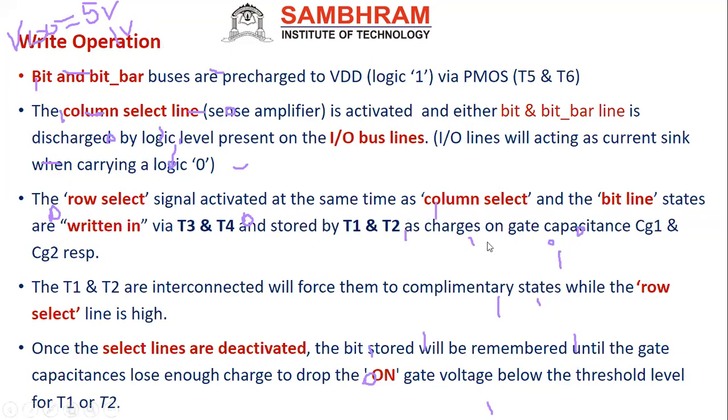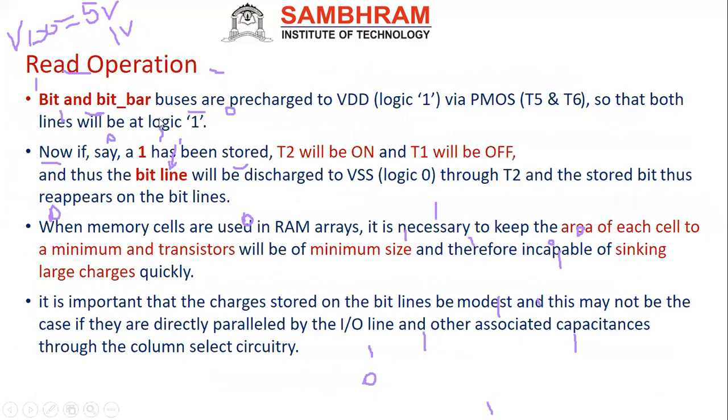Now here you can see, this is the writing operation, sorry, the reading operation. The read operation is also the same as this. First, if you are performing the read operation, what you have to do? You have to assume the bit and bit bar buses are pre-charged. Bit and bit bar buses are pre-charged to VDD via the PMOS T5 and T6, so that both lines will be at logic 1. That is the same as the first step of the write operation.